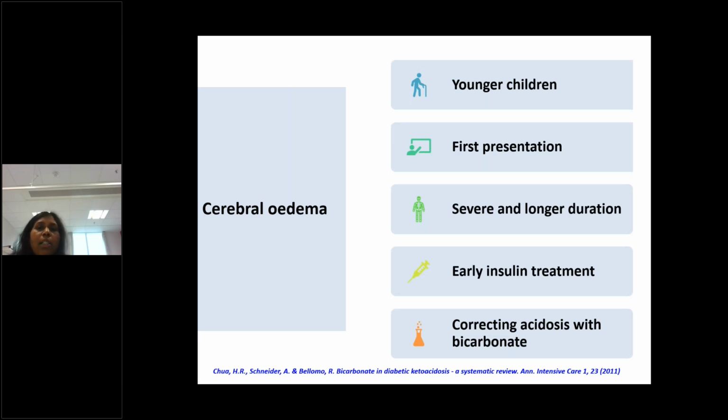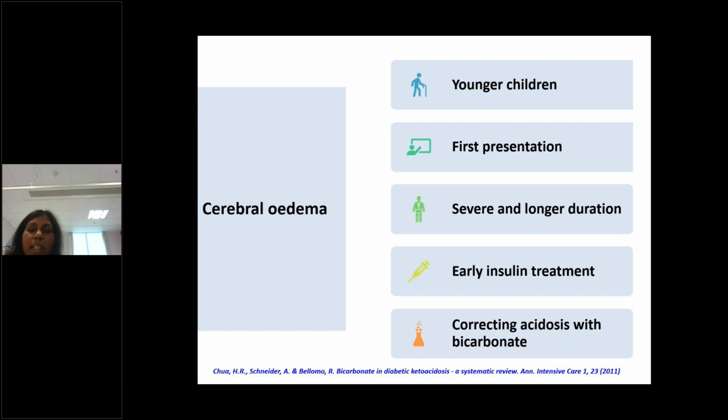So why is it important? And who are the children who are more prone to developing cerebral edema? The younger, especially children less than 2 years of age. And often it's a first presentation, like diabetes presenting as DKA. And if it is severe, and the longer the duration of diabetes, the more likelihood of them developing DKA.